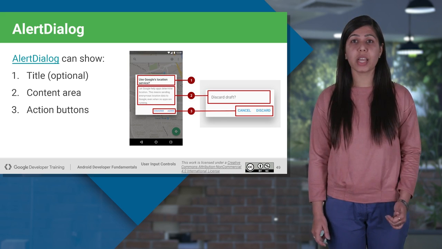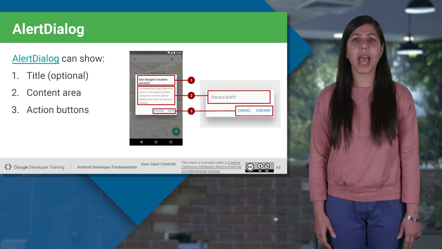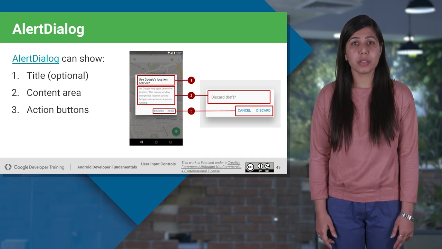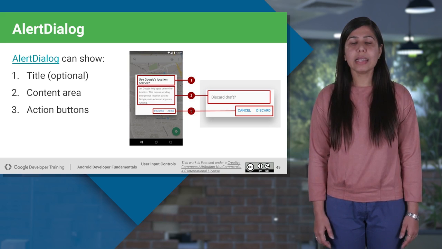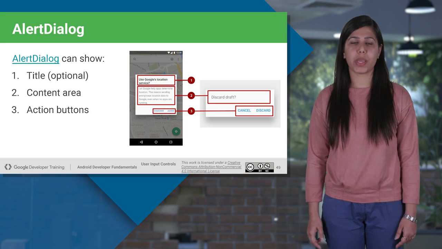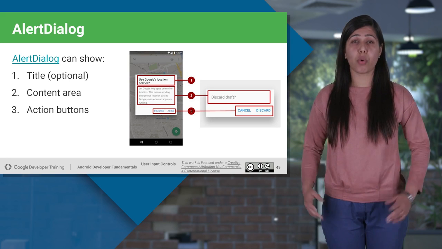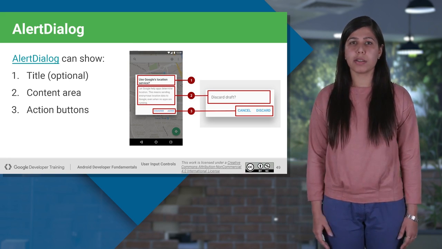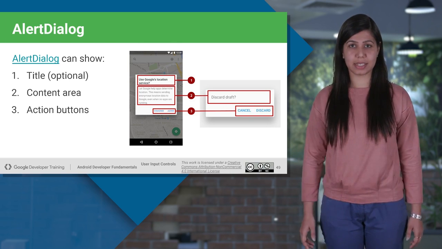An AlertDialog can provide a title, a content area with a message, and buttons that allow the user to make a decision. For example, an AlertDialog might give the user a choice to agree with an action by clicking a positive button such as OK or Accept, or to disagree by clicking a negative button such as Cancel.